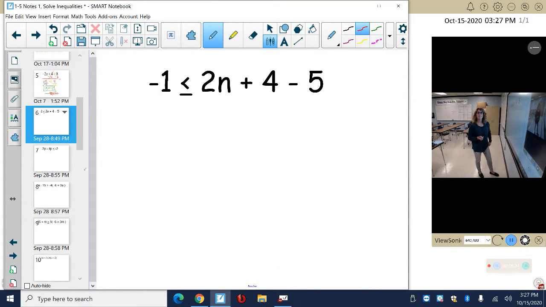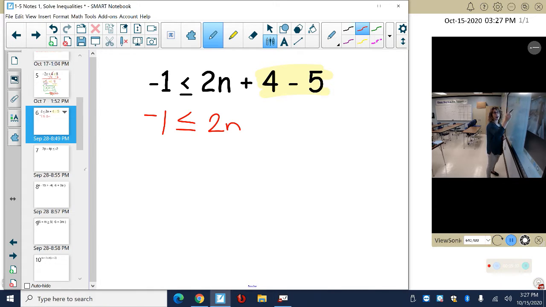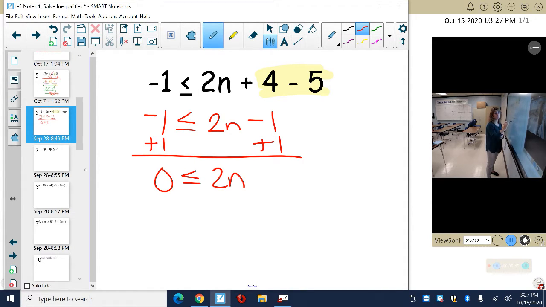Let's do another one. Same exact concept. I have like terms over here, so since I have like terms over here, I need to go ahead and combine those like terms before I do anything else. Drop down the -1 and the less than or equal to, and 4 minus 5 is going to be -1. So how do I solve this? Add 1 to both sides, and I get 0 is less than or equal to 2n. Now, I need to solve for n.